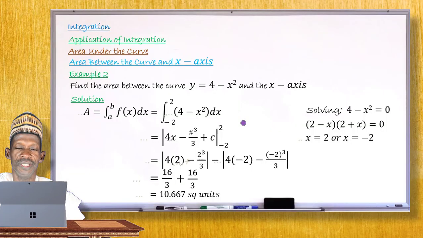My dear student, this is the end of this lesson. I hope with the few examples given, you'll be able to find the area between the curve and the x-axis. And let me just move to the last segment of the lesson, that is maths is fun, and give you something interesting about the number 9.